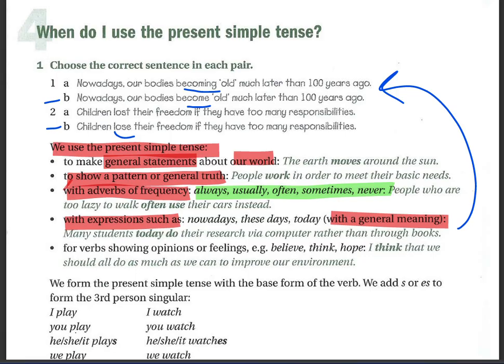Look at here. For verbs showing opinions or feelings, like believe, think, hope, we use present simple. I think that we should all do as much as we can to improve our environment. So, for the verbs related to emotions, feelings, opinions, we use present simple. So, it's not a good idea to say believing or thinking, the ing form. We use present simple.